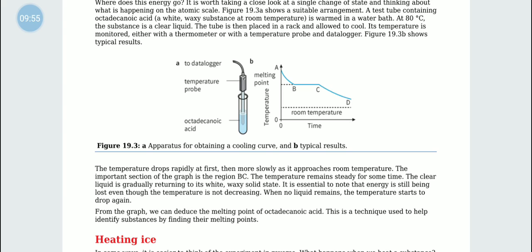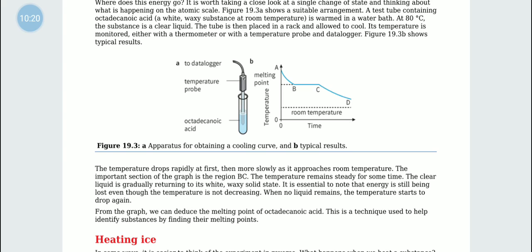So when there is a change of state, there is no change in temperature, but that does not mean that the energy is not being lost. Energy is given away, but the temperature remains steady, because from B to C in this graph, the state is changing.